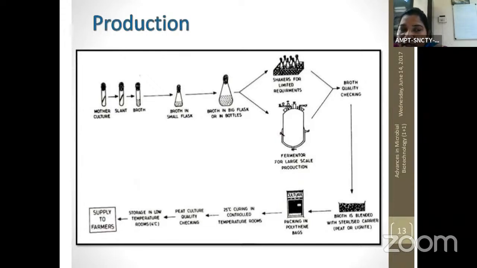First step in the mass production is preparation of nutrient broth specific for specific bacteria. Then you can do the autoclaving. After that, you can inoculate this sterilized broth to the specific organism. Then you can allow for incubation in flask method.